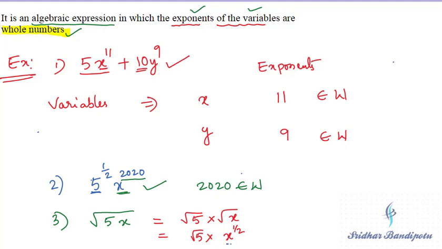How many variables are there here? Only one variable. What is the variable? X is the variable. Now, what is the exponent? 1 by 2 is the exponent. Now, 1 by 2, is it a whole number? No, it is not a whole number. 1 by 2 is a rational number. So, the exponent of the variable x is not a whole number. Therefore, we can say the third example is not a polynomial. Okay.